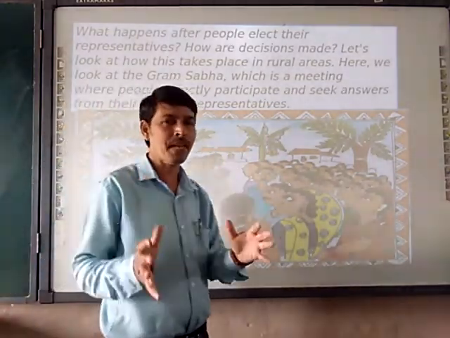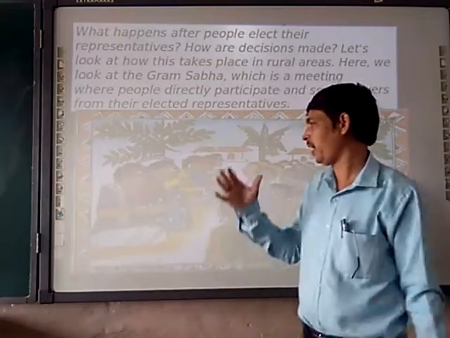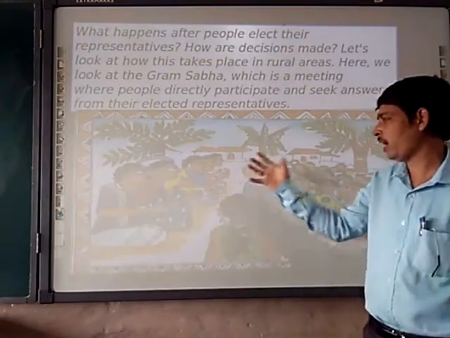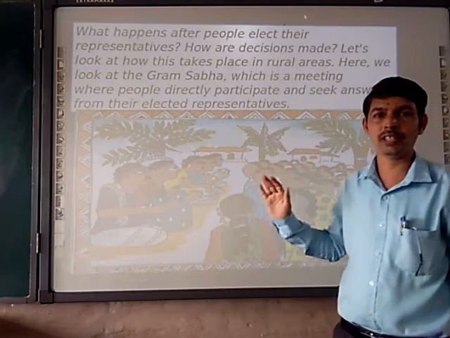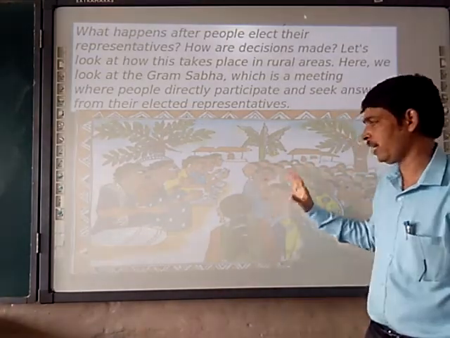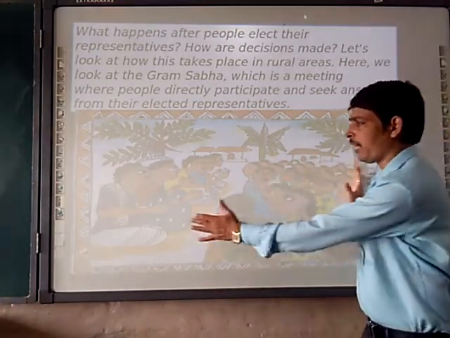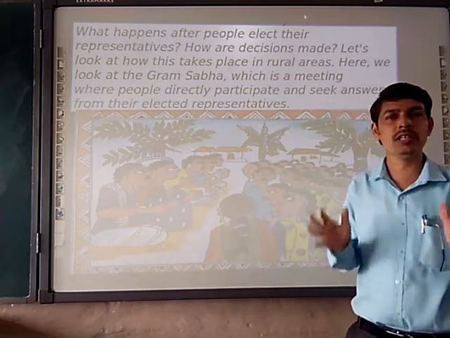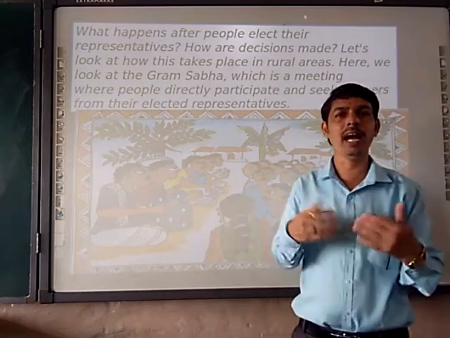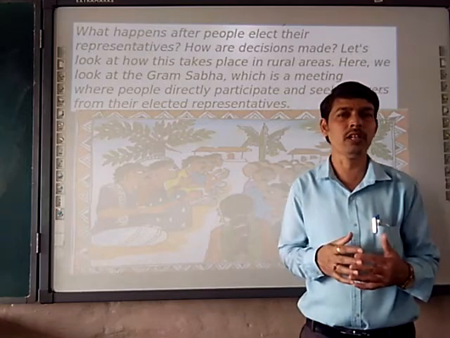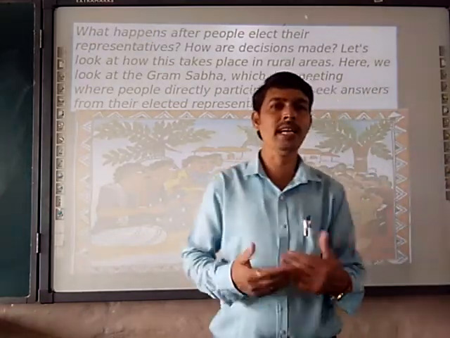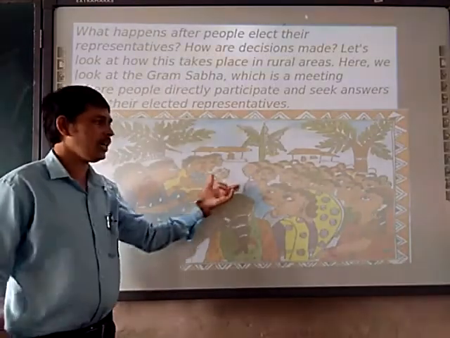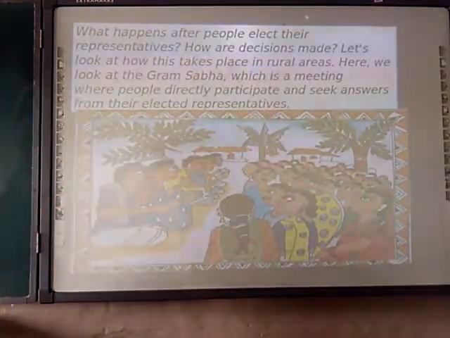Sabha means a meeting of the people, the elected members, right? And the villagers, those who are adults, above the age of 18 years. So they are having a meeting, discussion on their particular problems and difficulties and how to resolve them. They are making decisions here, and after that they are going to progress in their village.